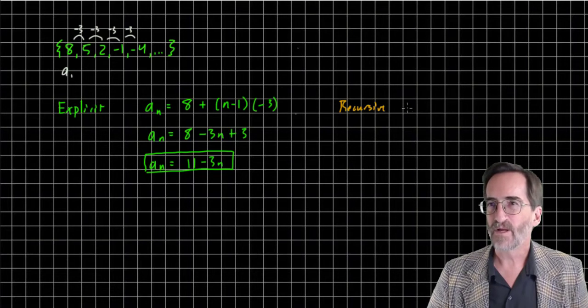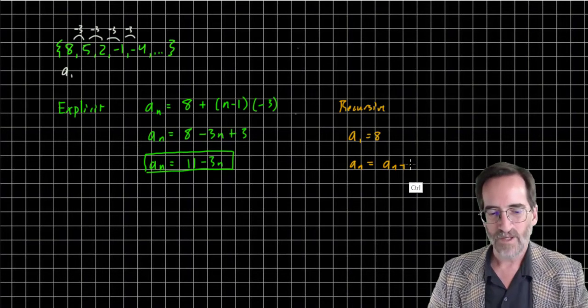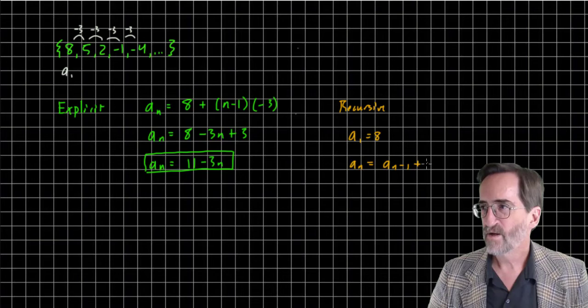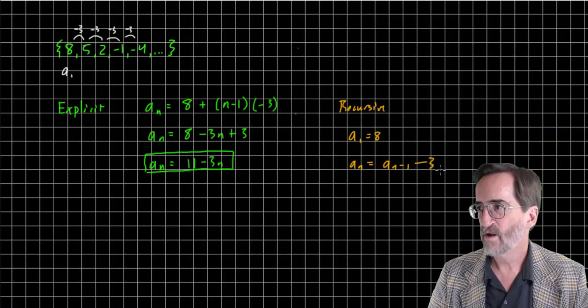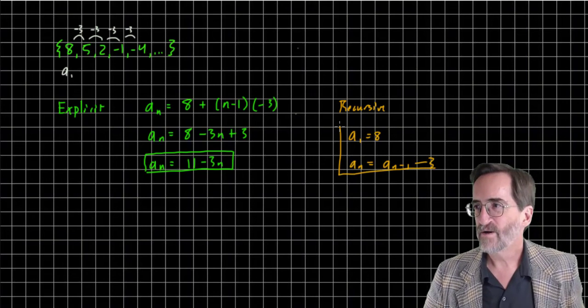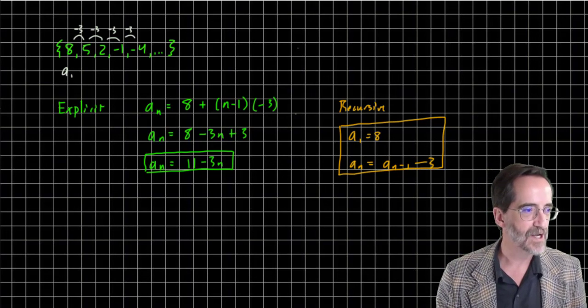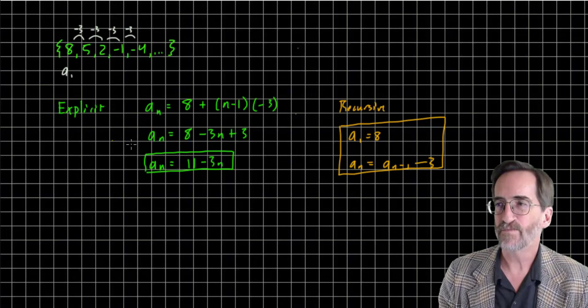Okay, that's the explicit formula, and the recursive formula is going to be A sub 1 is 8, and A sub n is A sub n minus 1 plus -3, or minus 3. Okay, and that's really about it on this particular one. It'll be more interesting when we get to series and we start adding up all the terms as we go.